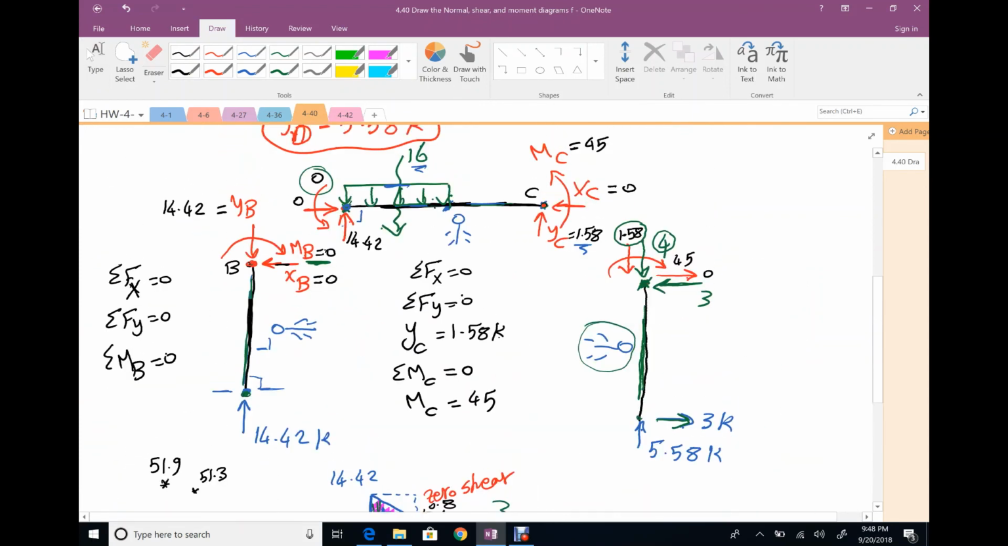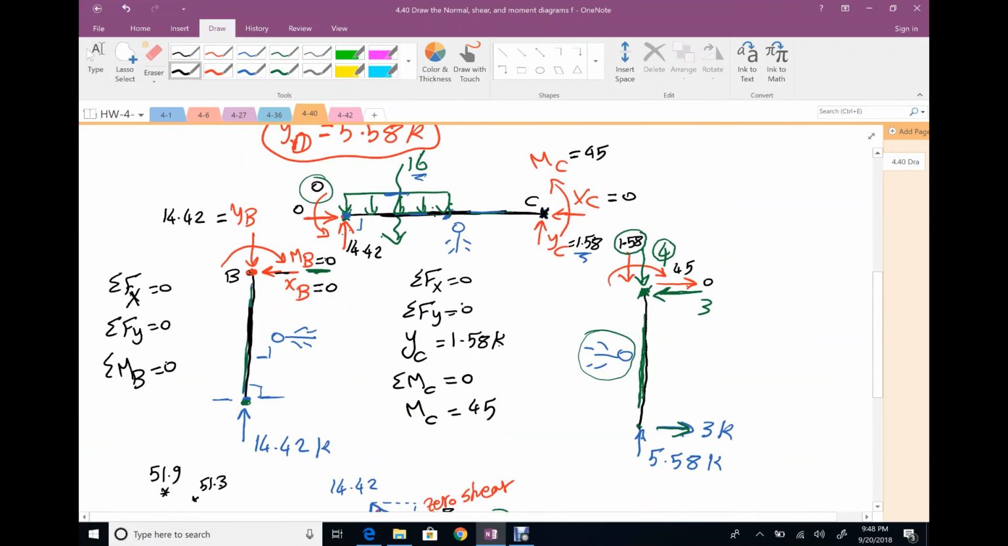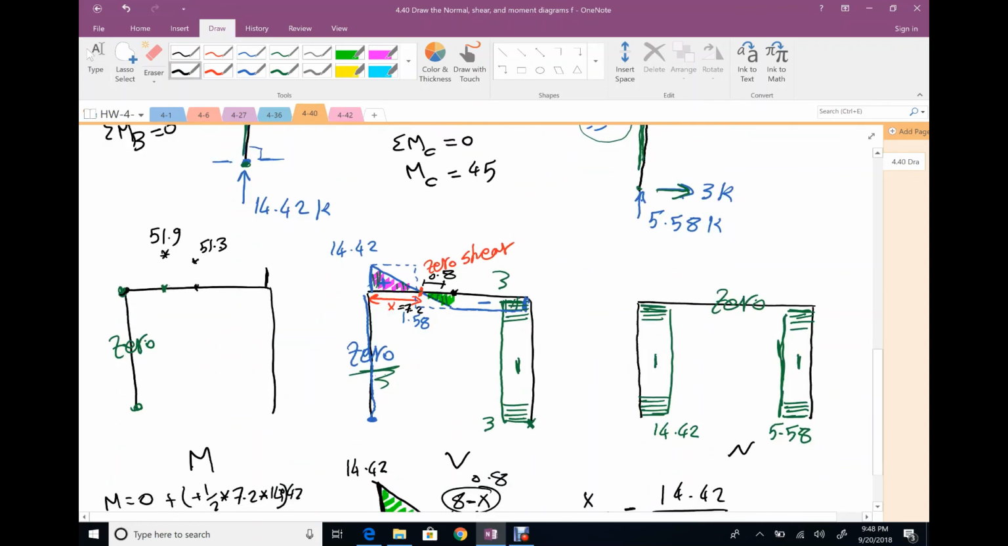At the end of this member, we have concentrated moment. This end related to my position on my right, and we have counterclockwise moment, so it's positive 45. So your value here is 45. Okay, from this point to this point to this point, draw a parabola of second order. From this point to this point, draw a line based on your shear. Your shear here is a linear relationship. Your moment is a parabola of second degree. Your shear here is constant. That means your moment is a linear relationship, positive.